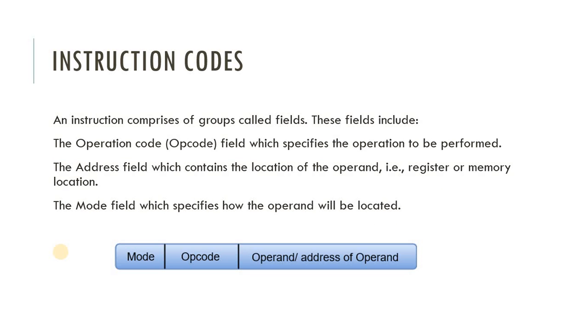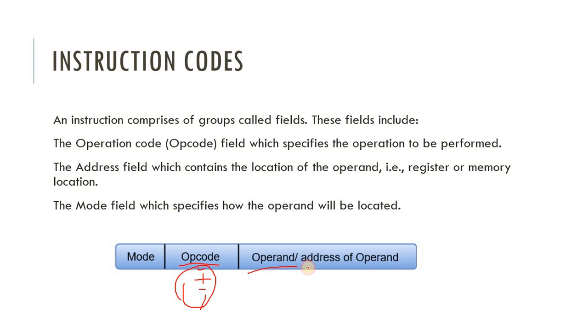Now next is instruction codes. I said that an instruction code is binary bits. This is the basic format of any instruction: it has mainly three fields, mode, opcode and operand, or the address of the operand. Opcode means operation code, and it is a field which specifies the operation to be performed. Suppose I want to perform an addition, subtraction or division operation or anything. These types of operations or micro operations are called the opcodes or the operation codes.